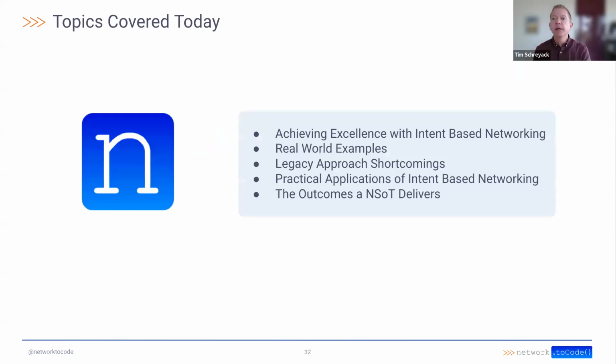As we looked at what we talked about today, we learned how intent-based networking in Notabot delivers outstanding outcomes that make your organization more productive and reduce operational risk, along with a few real-world and practical examples of intent-based networking in action. We talked about achieving excellence with intent-based networking, legacy approach shortcomings, some practical applications, and then outcomes that a network source of truth delivers.